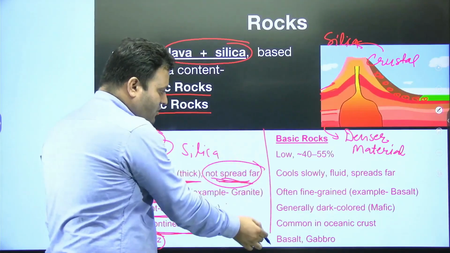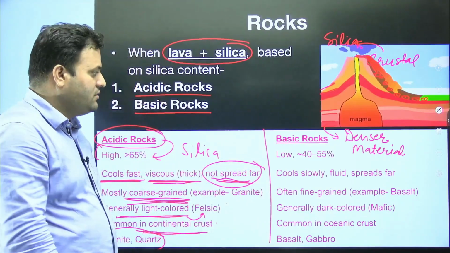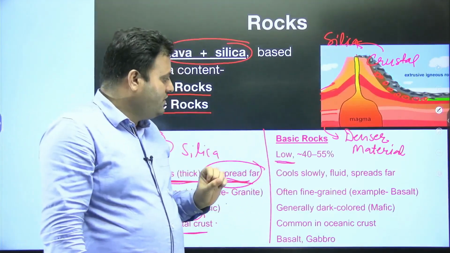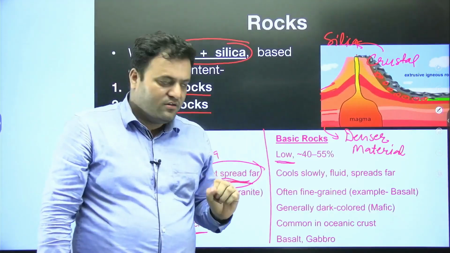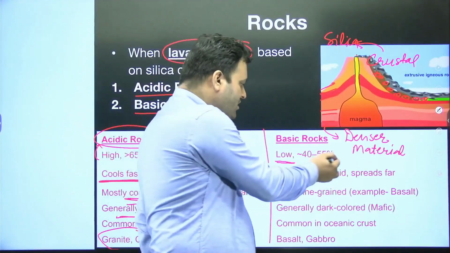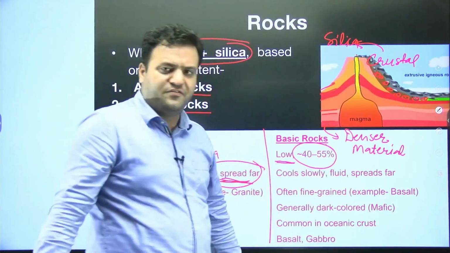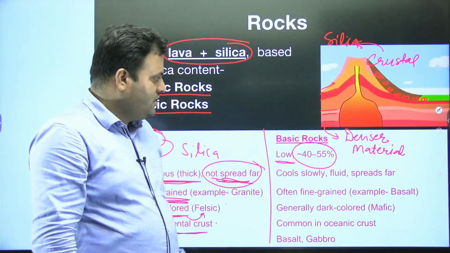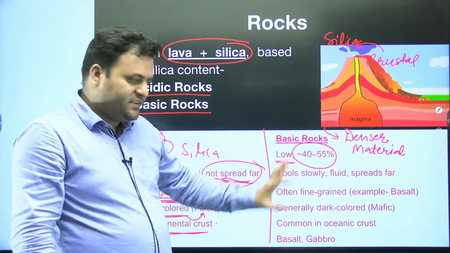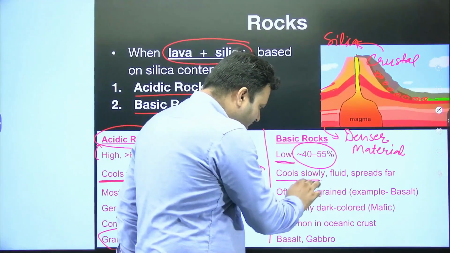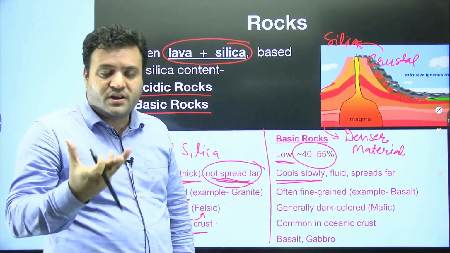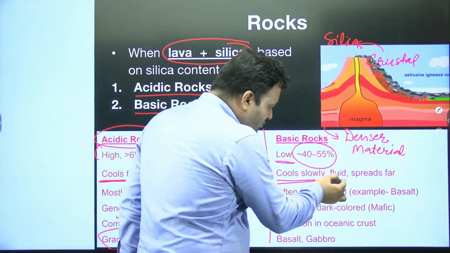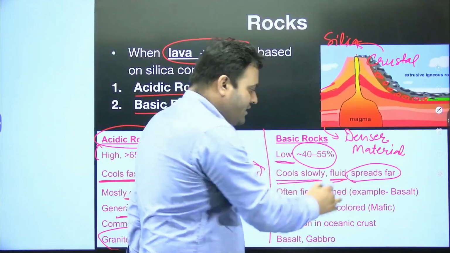Contrastingly, we have a basic rock, and when this basic rock cools, it will have a low silica content, which is almost 40 percent. That kind of rock would be known as basic. As the silica content is less, it will cool slowly because it is the purest form of molten rock, and this will be a fluid. It will spread far.